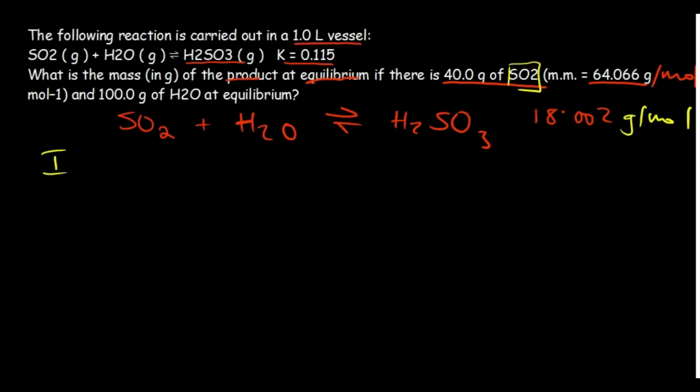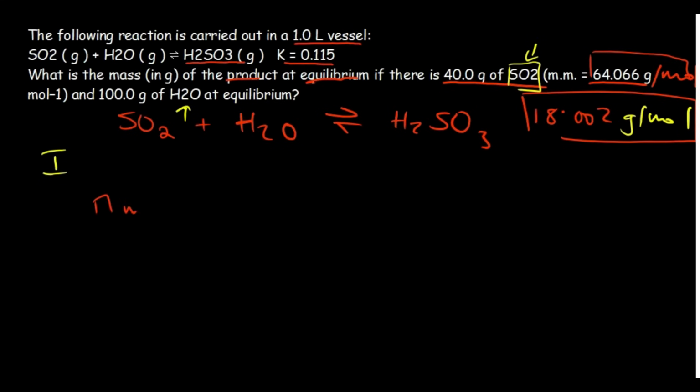So we have the ICE table. We have been given the equilibrium concentrations of sulfur dioxide and the water. Now we've been given them in terms of masses, so before we can actually have our ICE table, we need to determine the actual concentrations. Now don't forget that is the molar mass of water, that's the molar mass of sulfur dioxide, one given, one calculated. Let's find the number of moles.